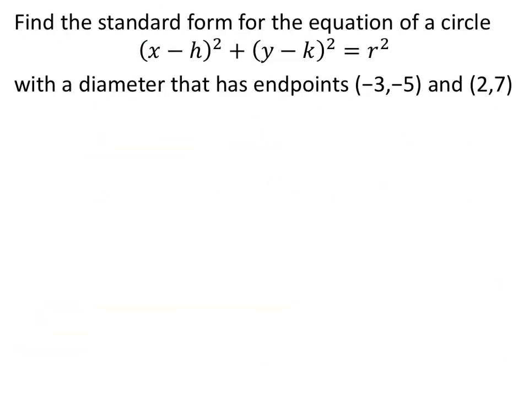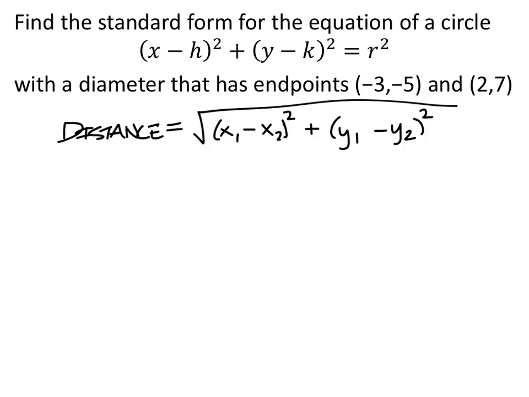Find the standard form for the equation of a circle with a diameter that has these endpoints. What we're going to want to do on this one is find the distance between these two using the distance formula. The distance in this case is the diameter, and the radius is just half of the diameter. So once we find out whatever that distance is, we'll cut that in half, which gives us the radius.